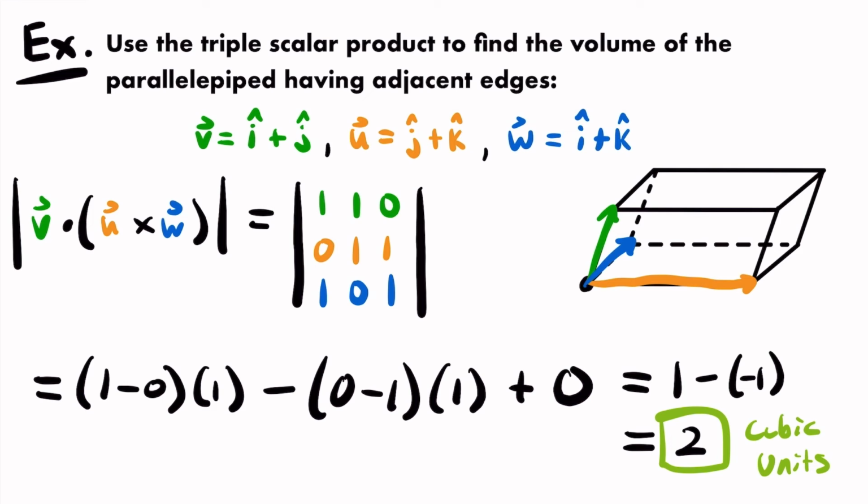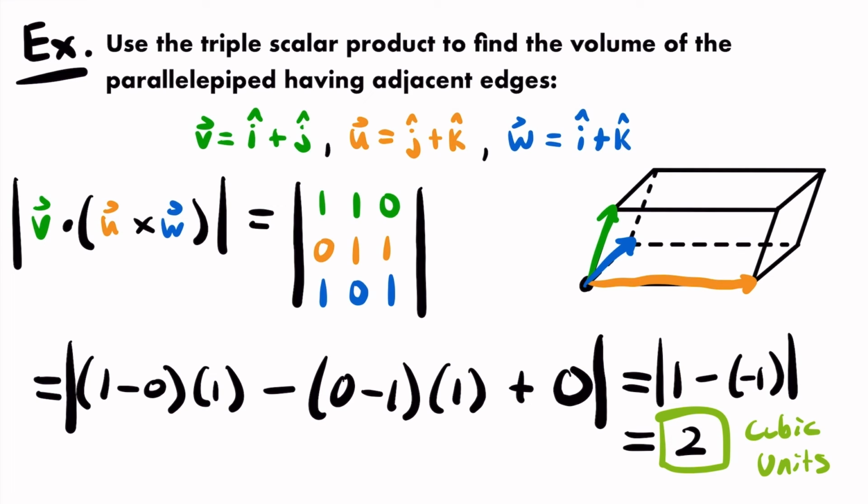We probably should have included our absolute value bars here for this calculation, but since our result was positive 2, that really didn't come into play. If for some reason we did get negative 2, then those absolute value bars would have just made that negative 2 become positive 2. All right, so in this case, the absolute value bars didn't really serve a purpose because we just got 2 as our triple scalar product, but if we did get negative 2, those absolute value bars would have corrected it to be a positive amount of volume.